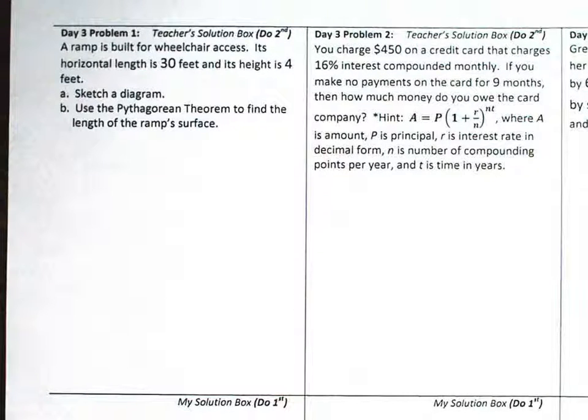Here's the solution for day 3, problem 1. A ramp is built for wheelchair access. Its horizontal length is 30 feet and its height is 4 feet. Part A, sketch a diagram. So we want a diagram of a ramp.